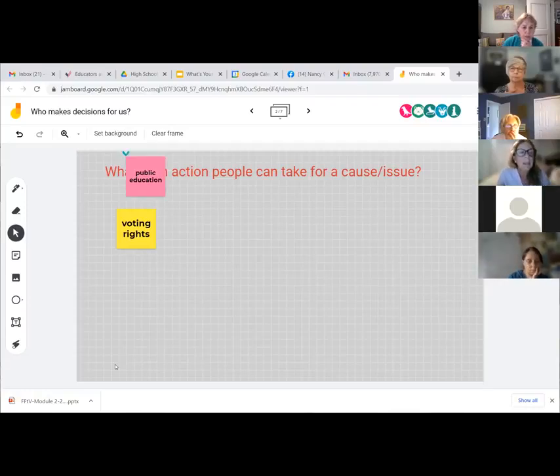How do you grab a sticky note? You go to the little bar on the left-hand side of your screen, and the center one is a sticky note. Oh, okay.